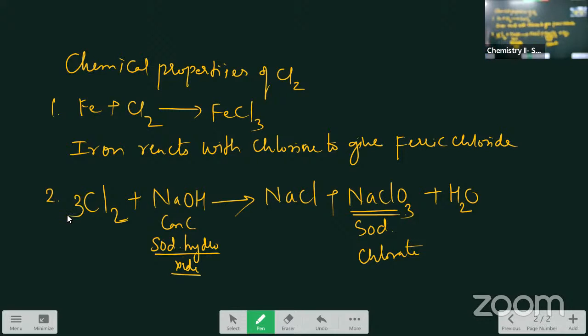Now balance this: 3Cl2, 6 sodium hydroxide. So this is 5 NaCl, 5 plus 1, 6. Chlorine: 3 to the 6, 5 chlorines here, 1 chlorine here, 6. Then oxygen: 6, 5 oxygens here, 3 here. Hydrogens: 6, 3 to the 6. So this equation is balanced. Copy this.